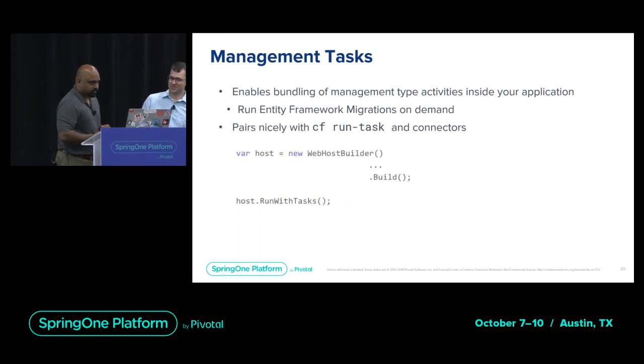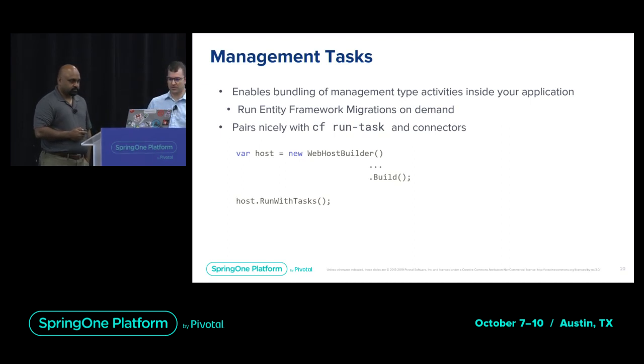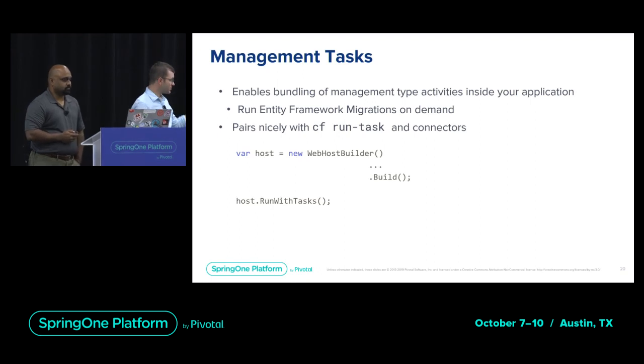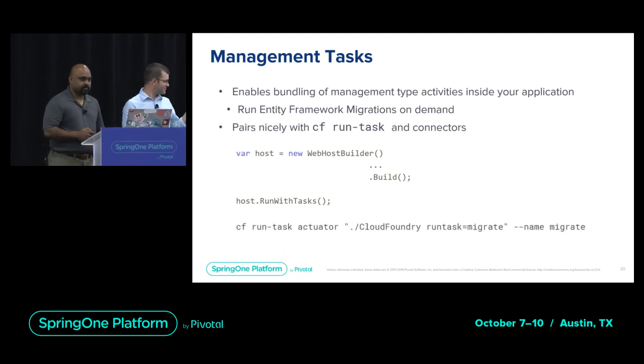So this is how you actually use it. In your ASP.NET Core application, you use your web host builder. And normally you would call .Run. If you wanted to run with tasks, you can run with tasks. And it has a little hook in here where it will branch off and run your application in management task mode if you specify the right parameters. Yep. So. Cool.